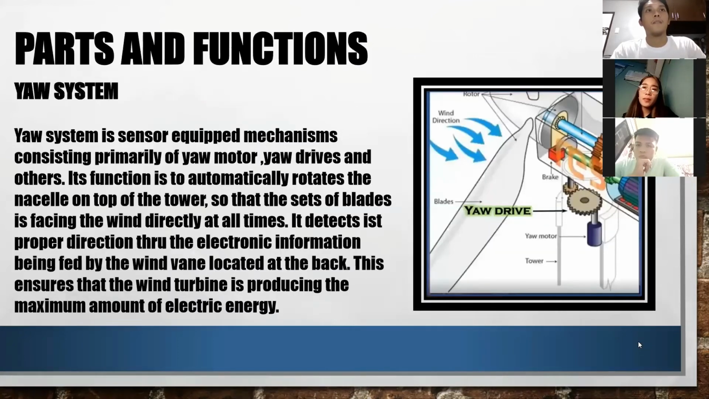Yaw system. Yaw system is a sensor-equipped mechanism consisting primarily of yaw motor, yaw drives, and others. Its function is to automatically rotate the nacelle on top of the tower so that the set of blades is facing the wind directly at all times. It detects its proper direction through the electronic information being fed by the wind vane located at the back. This ensures that the wind turbine is producing the maximum amount of electric energy.